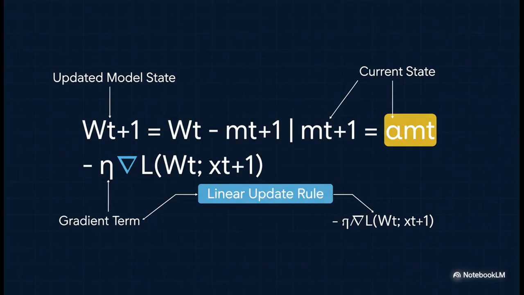Okay, first, let's just establish the baseline. This is the standard update equation for gradient descent with momentum. It's probably familiar to a lot of you. It's what dictates how the model's weights, W, get adjusted at each step based on the momentum, M. This simple linear rule has been the bedrock of deep learning for years.